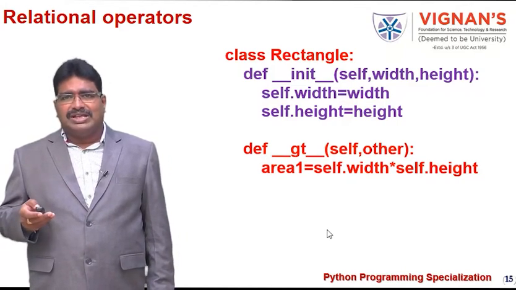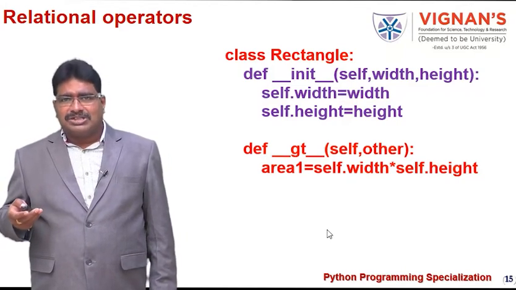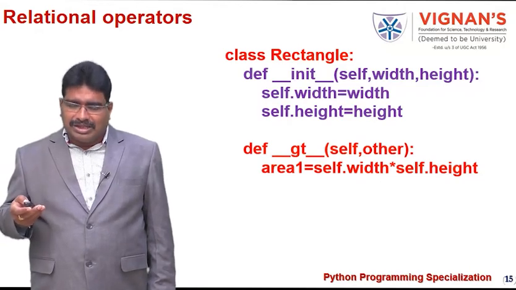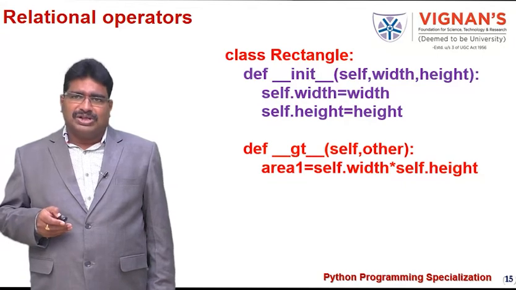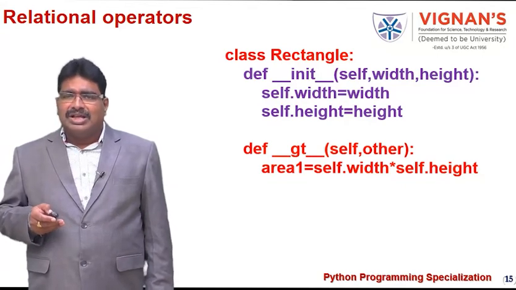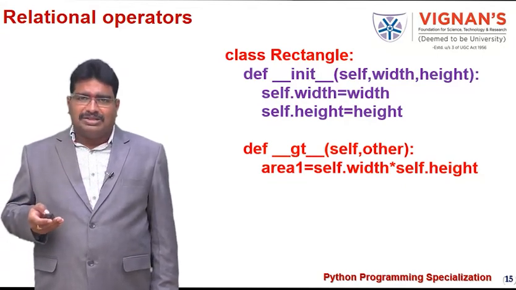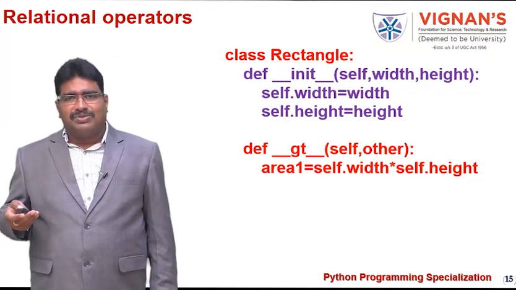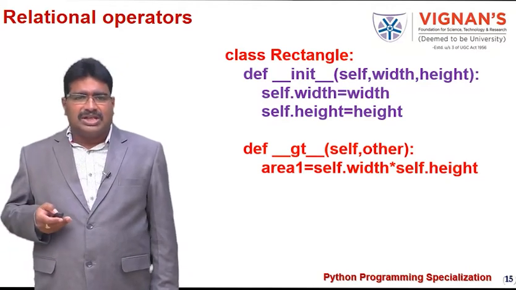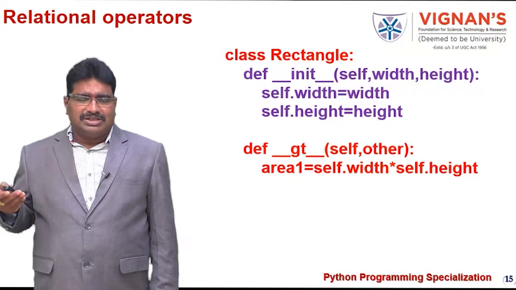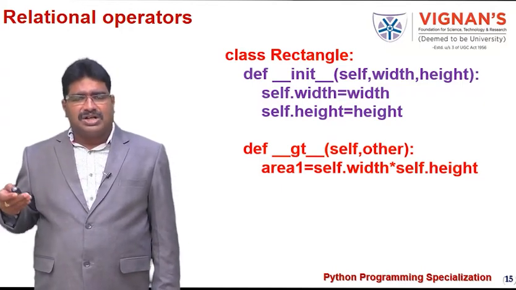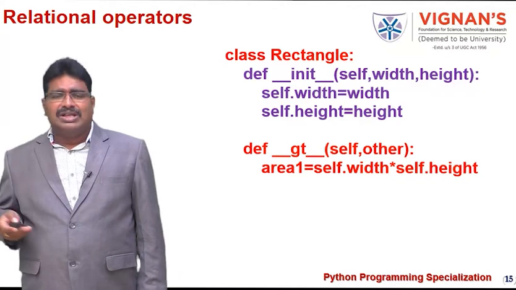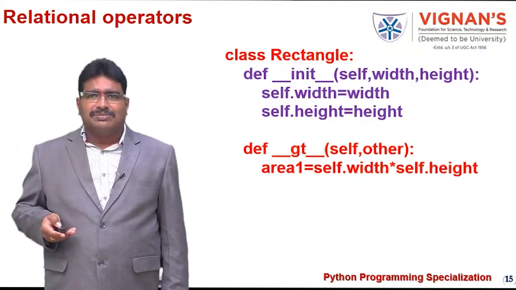Whenever we use A greater than B, A and B must be rectangle class objects, then this code will be executed. First we need to calculate the area of the first operand, that is self. We already know how to calculate the area of a rectangle, width into height. For that reason the first statement is area1 = self.width * self.height. And the second operand is other.